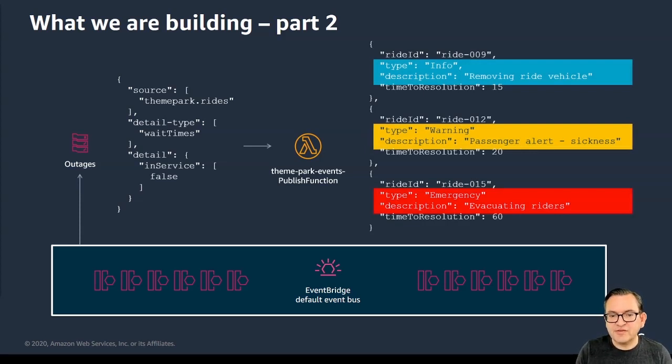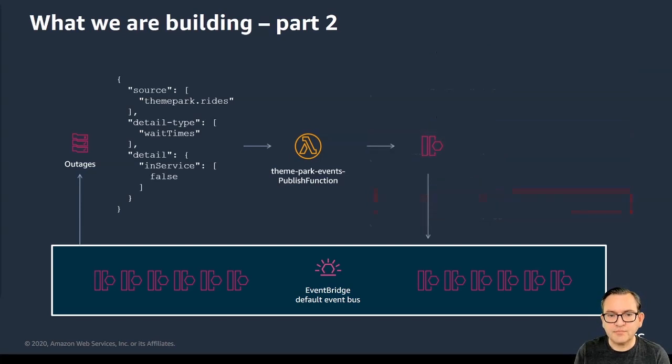So this creates three types of event. You have an informational event, such as removing a ride vehicle, it's just something simple happening, or a warning, maybe a passenger on the ride is sick, or an emergency, maybe you're having to evacuate riders on a ride. So three different types of event will be discovered by enriching the event. Now the Lambda function creates this new enriched event and then puts it back onto the event bus.